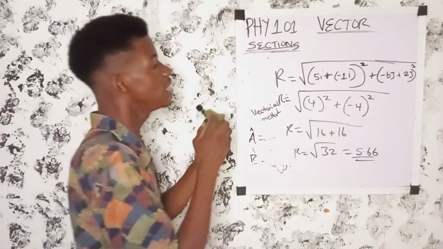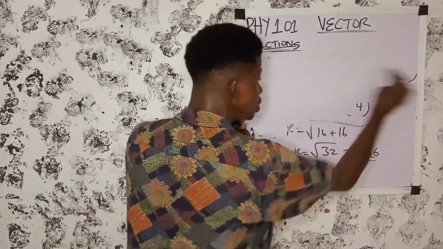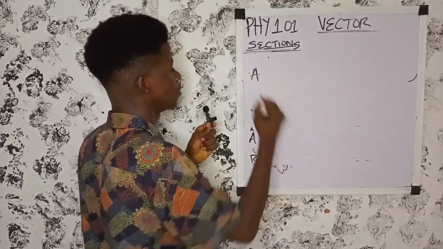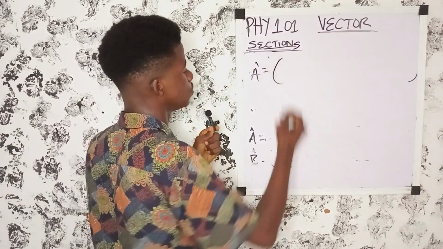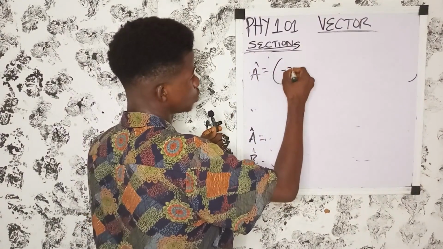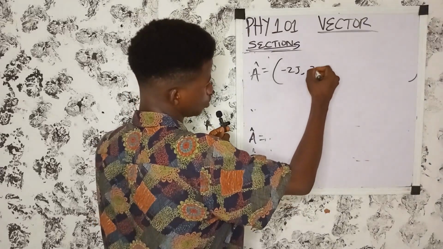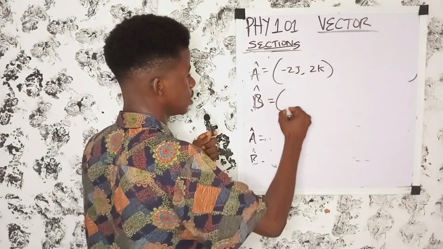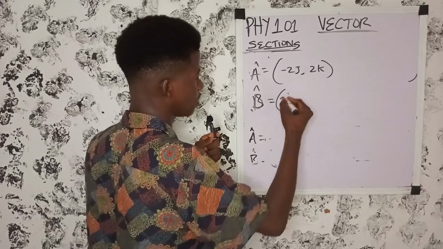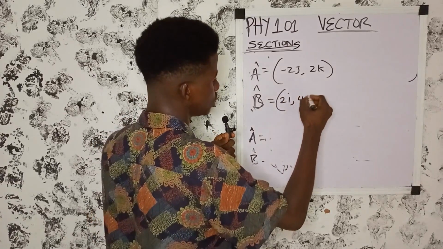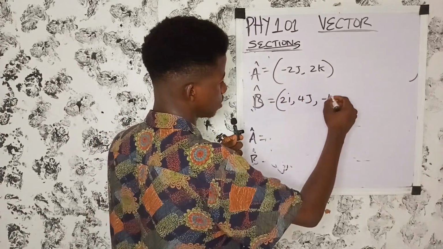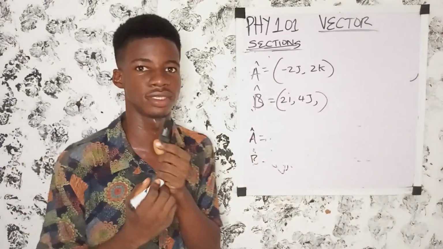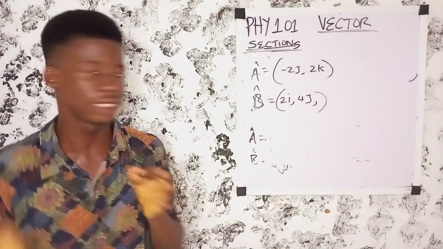That is just it. Now, if they want to trick you in some questions, they can give you something like this. They will say A, for example, equals, let's say bracket open, minus 2j, and 2k, bracket close. Then vector B equals 2i, comma, 4j, then minus 1k. Now, how are you going to solve this? It's still exactly the same way, okay?